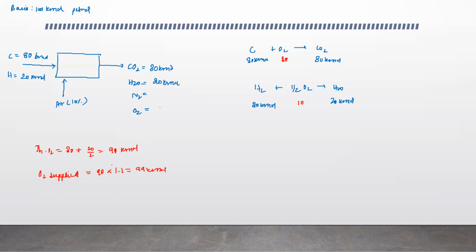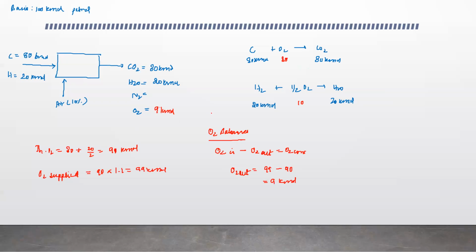So when we do the oxygen balance, the equation that we discussed, oxygen in minus oxygen out is oxygen consumed. Oxygen consumed is basically 80 plus 10, so that is 90. So oxygen out is going to be 99, that is oxygen in, minus 90, that is oxygen consumed. So that is 9 kilomole, right? So 9 kilomole is going to be here.